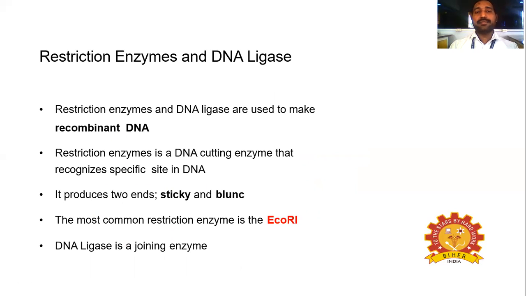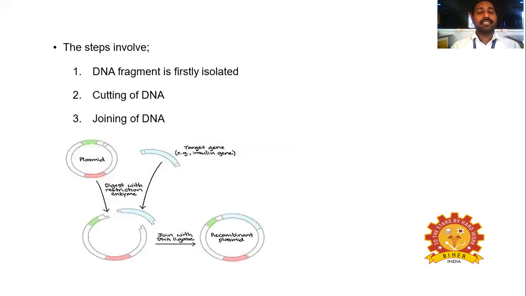The next one, restriction enzymes and DNA ligase. Restriction enzymes and DNA ligase are used to make recombinant DNA. A restriction enzyme is a DNA-cutting enzyme that recognizes a specific site in DNA, and it can produce sticky ends or blunt ends. The most common restriction enzyme is EcoRI, and DNA ligase is the joining enzyme.